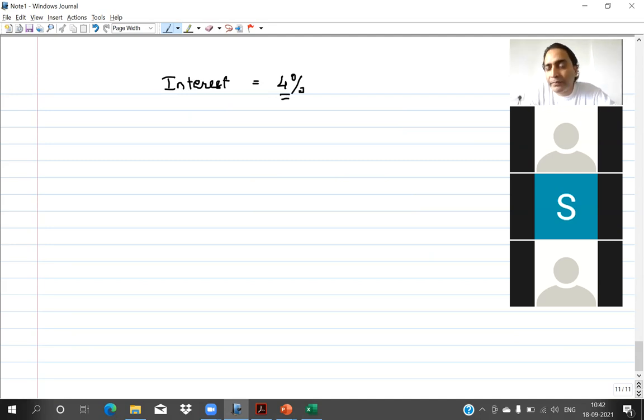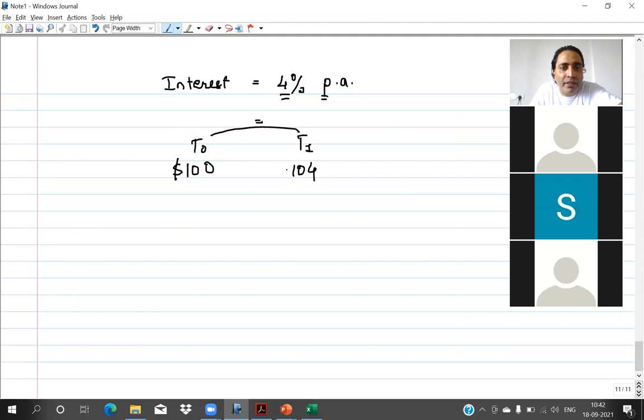So, Amit walks into a bank. Let us say I am the bank manager. Amit asks me a question: Sir, I want to deposit money in your bank, savings account, FD, whatever. I want to keep money in your bank for a year. How much interest are you going to give me? I tell him, sir, we will give you 4% per annum. Now, if he deposits $100 at T0, he will receive 104 at T1. All of you agree? Because I have committed 4% to him. This 4% is the rate of interest that I have committed to.